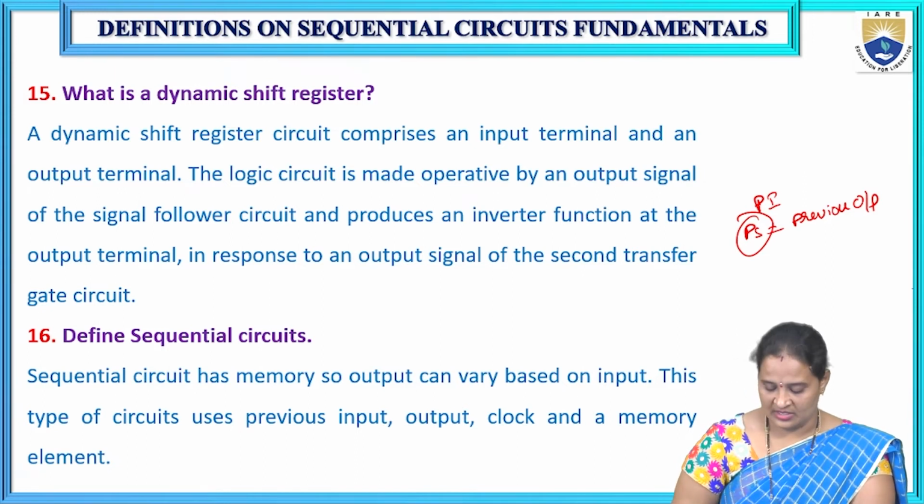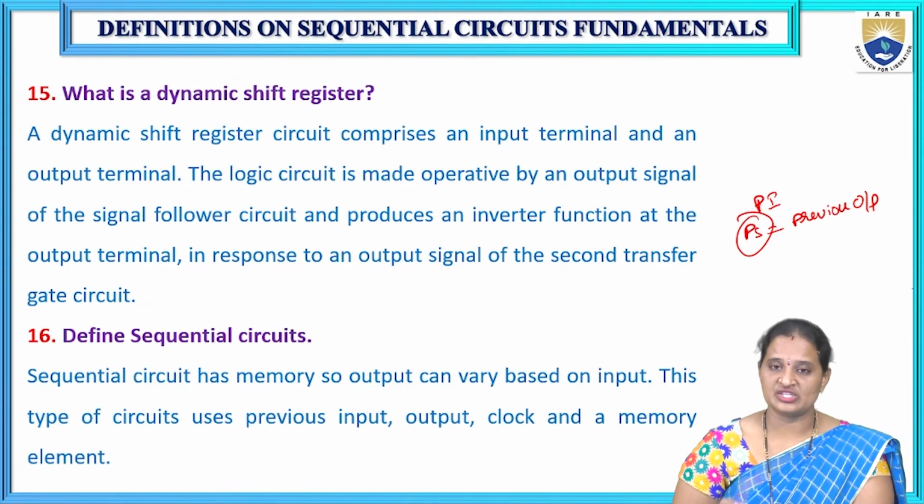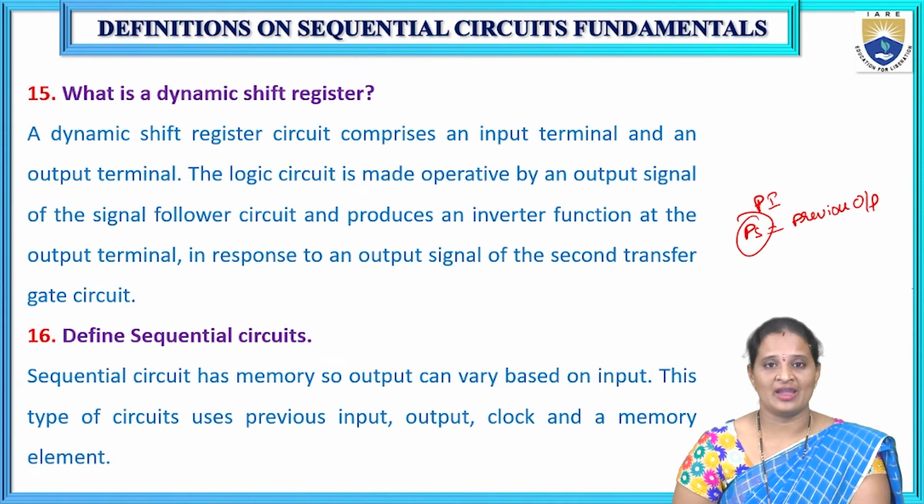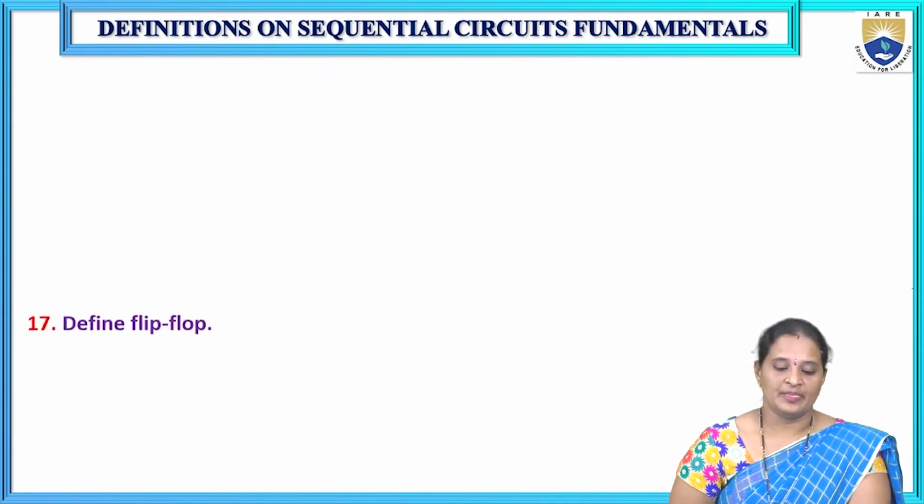So that is the sequential circuit, whereas a combinational circuit does not require any feedback and also memory unit.